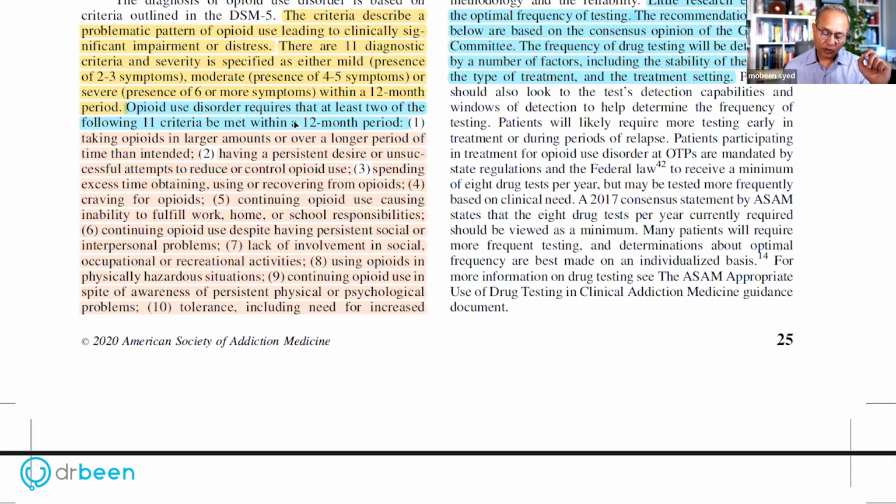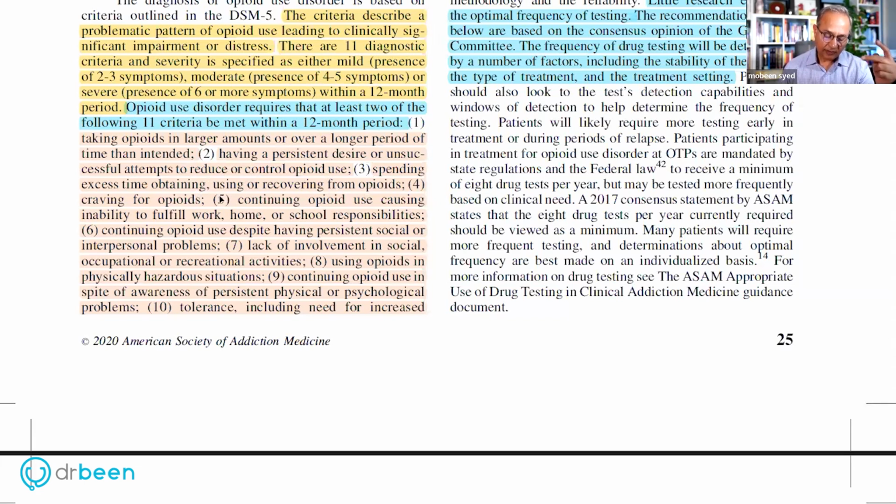Opioid use disorder requires that at least 2 of the following 11 criteria be met within a 12 months period. So now here are these 11 criteria. Number 1, taking opioids in large amounts or over a longer period of time than intended. Larger amount or longer period. Number 2, having a persistent desire or unsuccessful attempts to reduce or control opioid use. So any 2 of them within 12 months will put the patient in that category. But as you saw over here, mild, moderate, and severe, 2 or 3 and above.